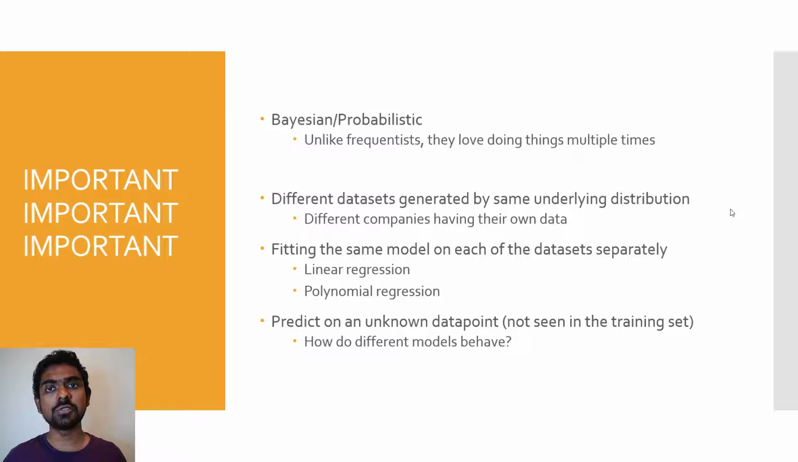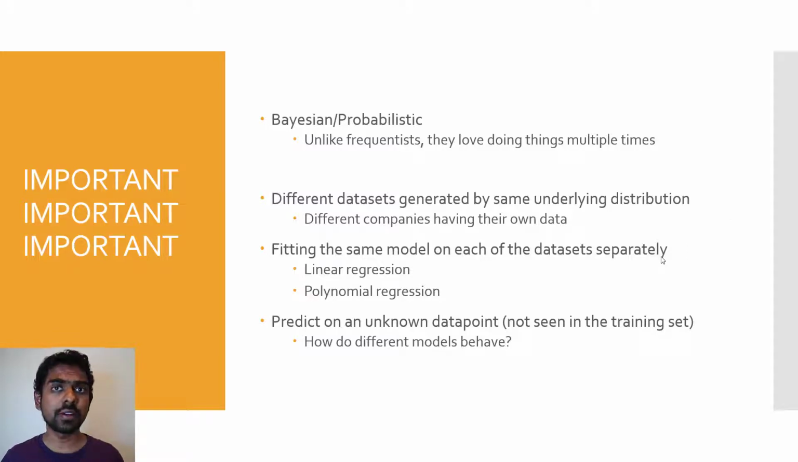Unlike frequentists, Bayesianists love to run things multiple times. And running things multiple times and having multiple versions of the same thing is one of the essences of the bias-variance trade-off. Basically, there are three things you need to remember. You have different data sets generated by the same underlying distribution. You can think of this as different data sets provided to you by different companies who try to solve the same thing. Then, fitting the same model on each of these data sets separately. Then you have a number of fitted models equal to the number of datasets you have. Finally, you try to predict or see how different models behave given an unseen data point. This data point has not been a part of the original training set you used. And this forms the essence of the bias-variance trade-off.